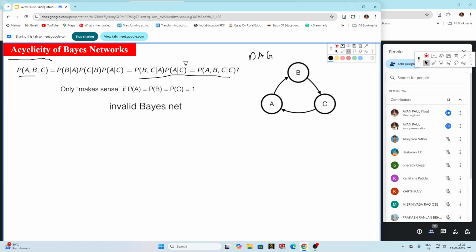But a Bayesian network always needs to be acyclic, because now what is happening is B is the child of A, C is the child of B, and now A is also the child of C. So that is something illogical. So this is the problem of our Bayesian network.